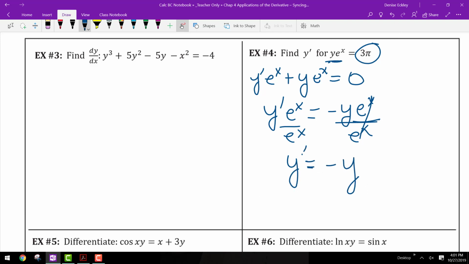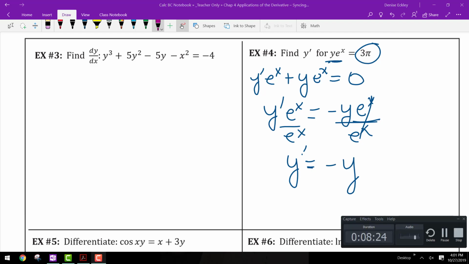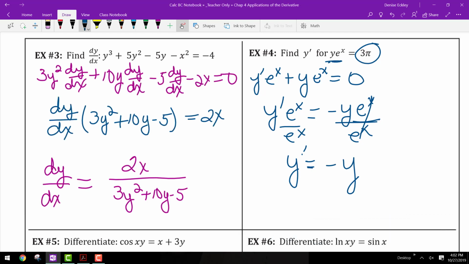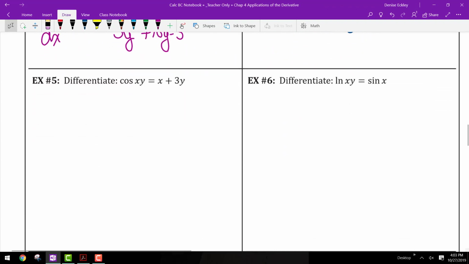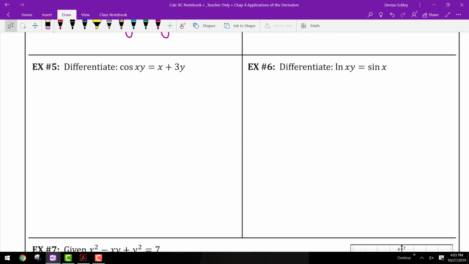Okay, so now pause the video and do example 3, and then check your answer. Okay, so there's the answer to example 3, but I also include my initial 2 steps to help you in case you did not follow and get the same answer. Okay, number 5 and 6.